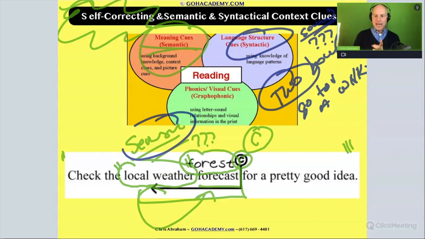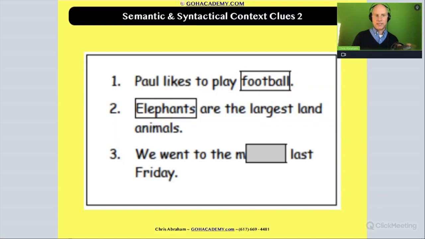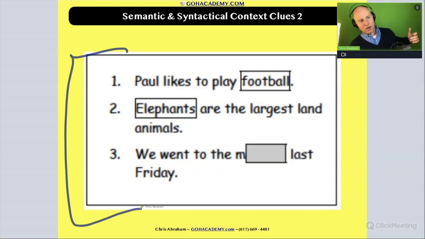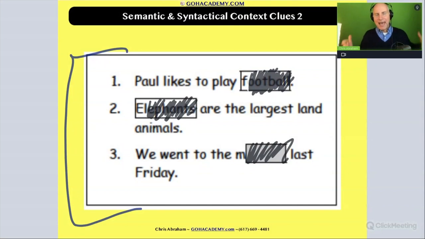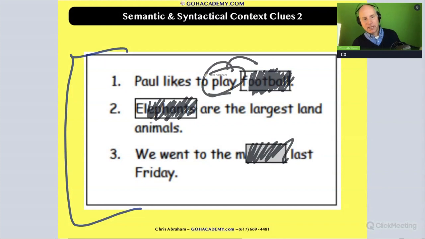Okay, with that understanding of context clues, everyone take a moment and look at these ones right here. This is from an activity involving context clues where the teacher would take a piece of paper and cover up these words. The teacher covers up the whole word except for the first letter, and the students practice context clues. Here's how it works. The student reads the sentence, Paul likes to play F. And they have to think, what could that word be? What could Paul play? He might play football. Play becomes a semantic context clue.